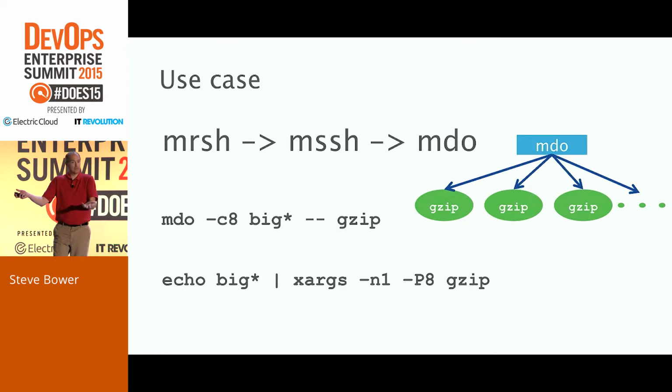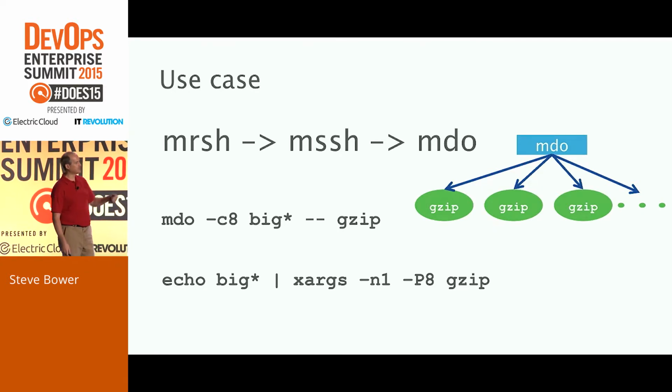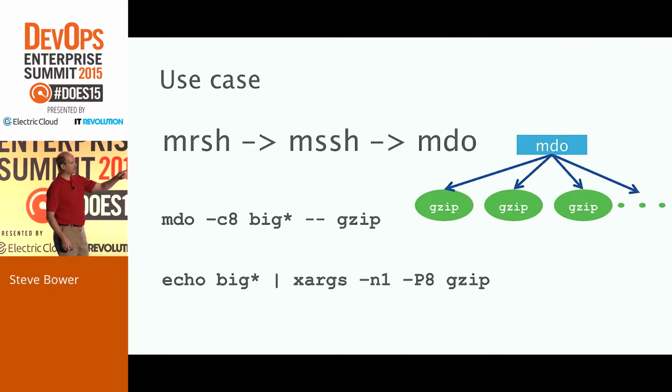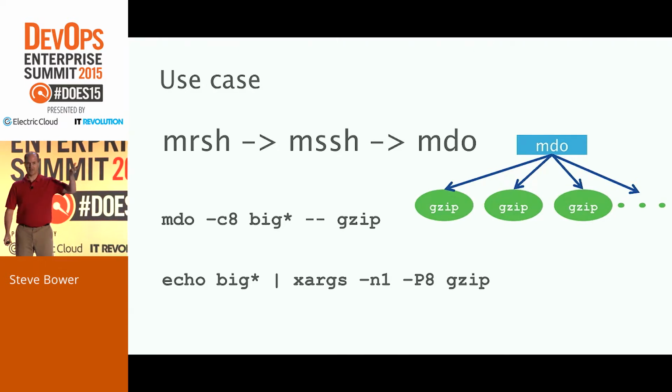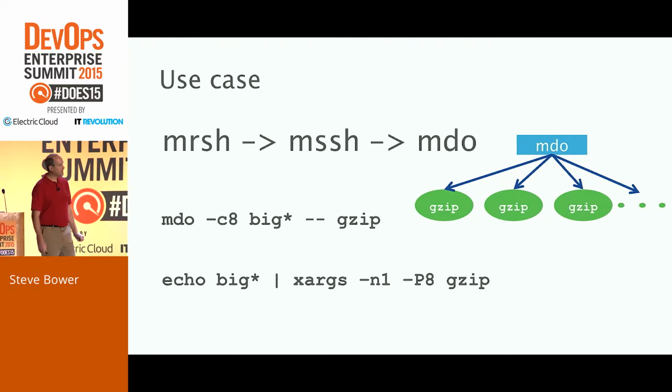Because I'm using tons of storage. So I've got this mdo, and why don't I compress this stuff? If I've got an 8-core system, I'll use my little mdo thing to run 8 compresses at a time, -c8, 8 children. The file names I'm going to give it are big star, and the command I'm going to iterate on each one of those is gzip to compress them. So mdo does the same thing that MRSH and MSSH did, runs them in parallel. And this is great.